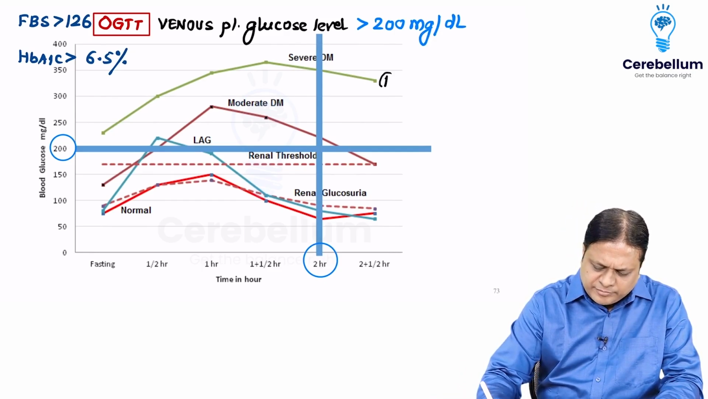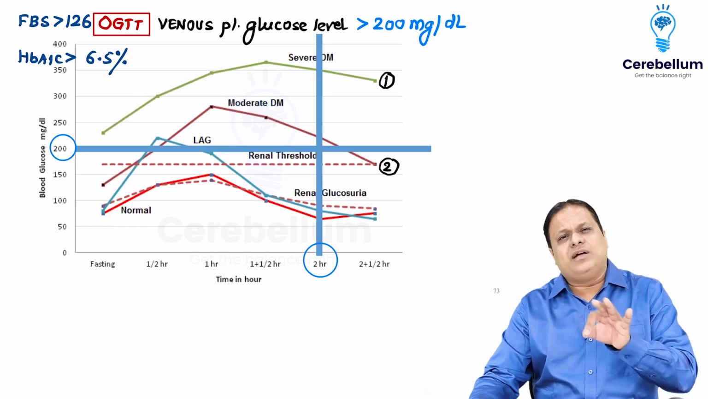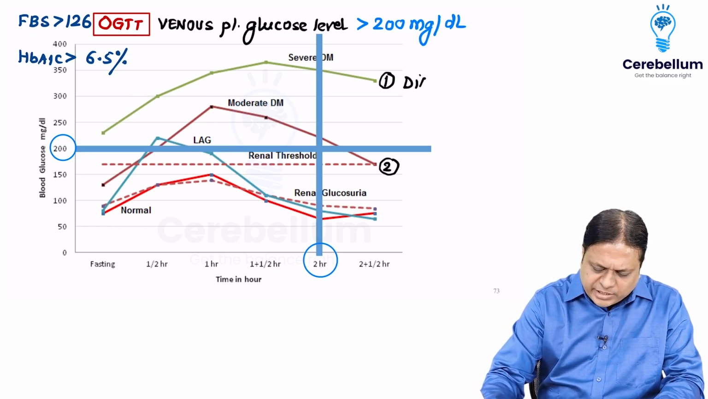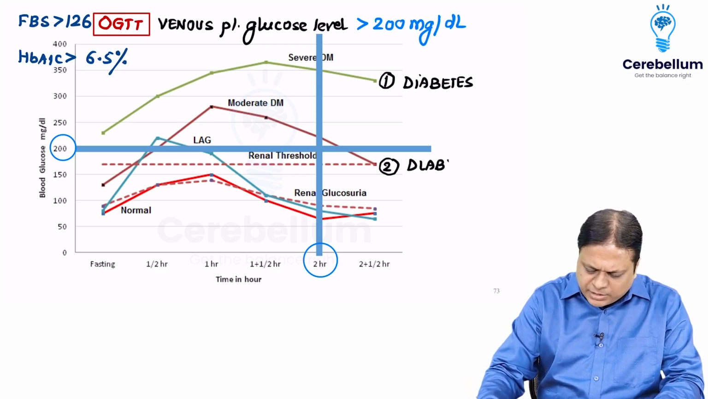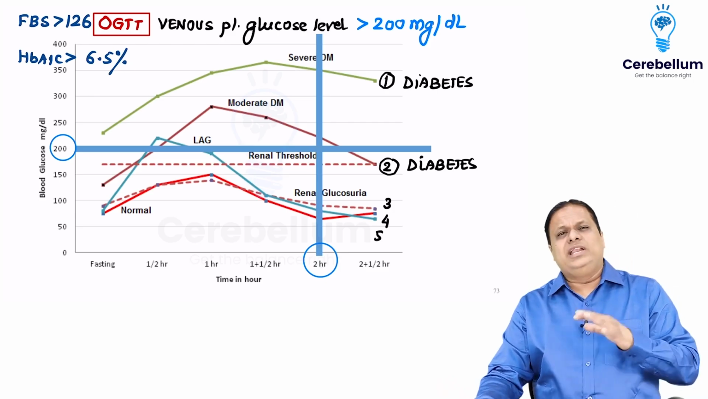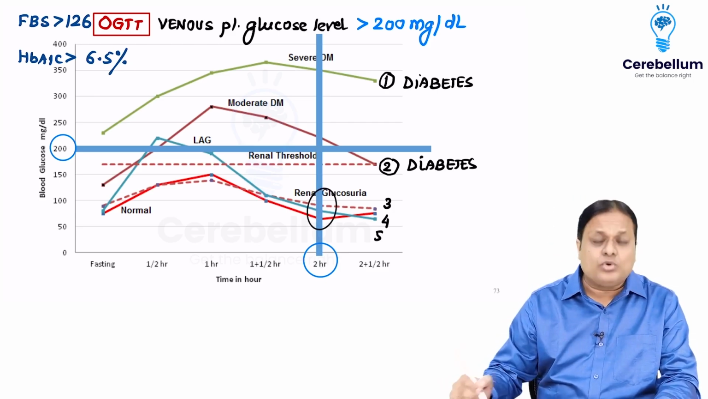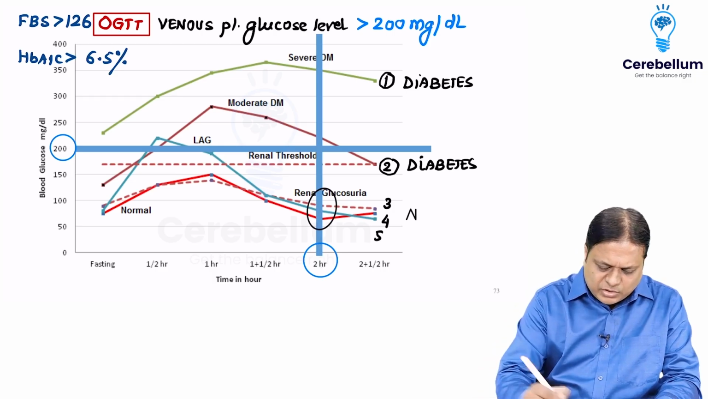Patient number 1, patient number 2. Because they were more than 200 at 2 hours, both of them would be declared diabetes positive. You have to start their treatment. But look at the other patients at the bottom, 3, 4, 5. Irrespective of their previous reading, they were found to have below 200 at 2 hours. So they would be declared non-diabetic.